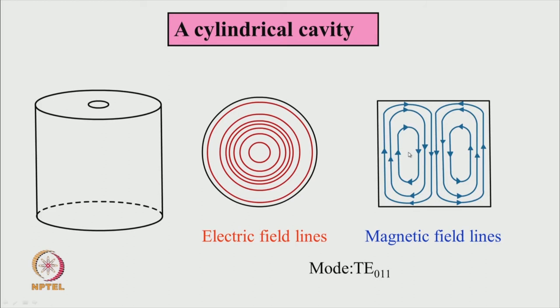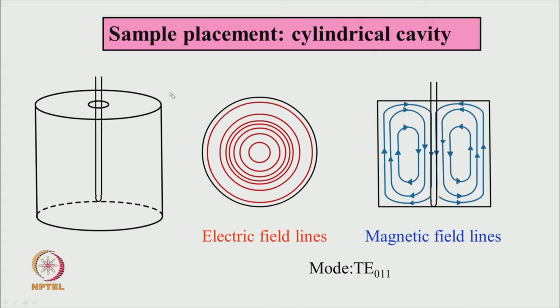Now, this mode is again called TE, because the electric field lines are orthogonal to the direction of propagation of the radiation, transverse electric field. And 011 stands for zero half wavelength along this circular direction, one half wavelength along the radius, and another half wavelength along this vertical direction. So, the mode is TE011. This is the cylindrical cavity. Here again, the best place to put the sample for an EPR experiment is the center, because here the magnetic field is maximum and the electric field is minimum. That is the way I have shown here. Sample placement is this, the center of the cylindrical cavity.